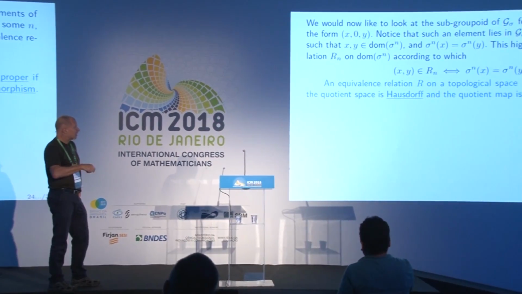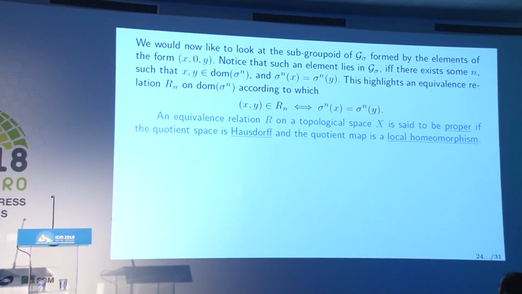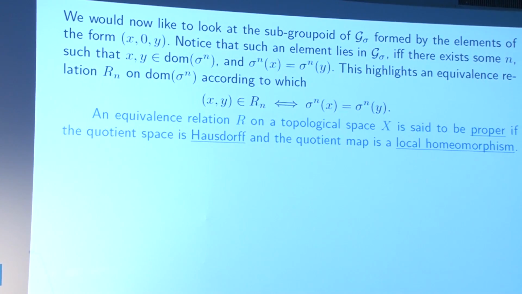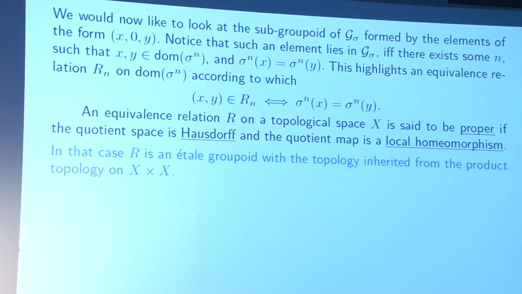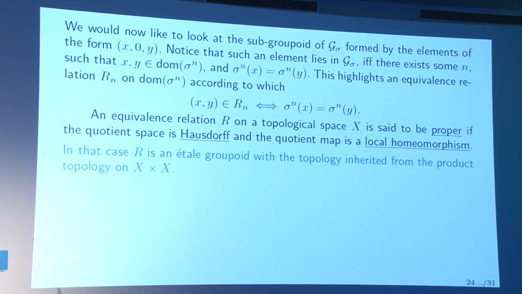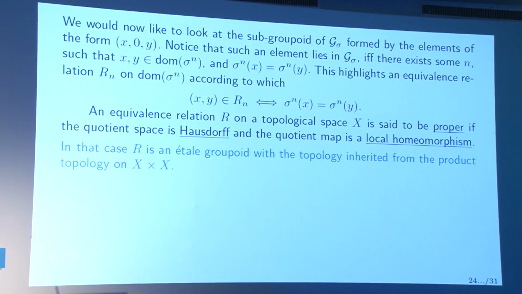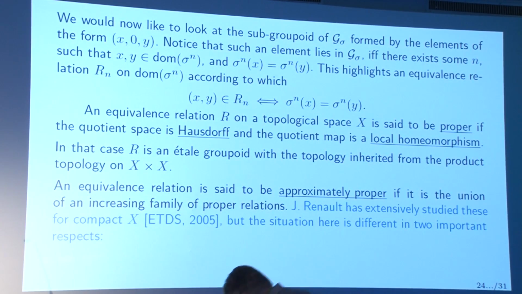So let me just give you this definition, which is quite relevant here. An equivalence relation on a topological space is said to be proper if the quotient space is Hausdorff and the quotient map is a local homeomorphism. When you have such a thing, you can look at R as a groupoid, and this groupoid becomes an étale groupoid with the topology inherited from the product topology on X cross X. And again, Renault defined an equivalence relation to be approximately proper if it's the union of an increasing family of proper relations. And Renault has studied these relations, these groupoids, in this paper in 2005.